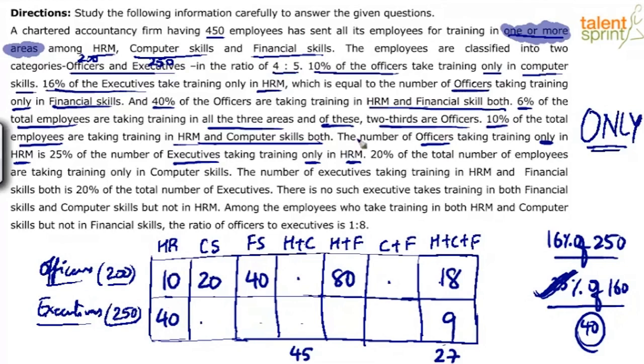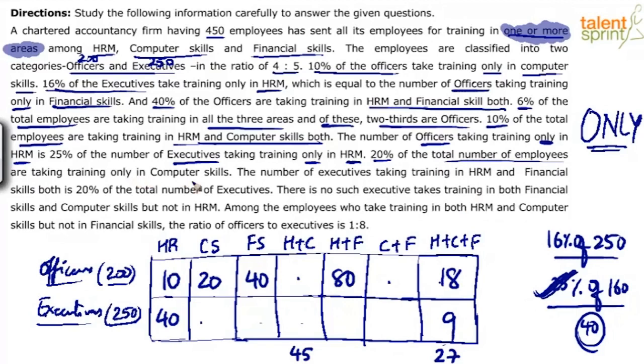You getting it? The number of officers taking training only in HRM is 25% of the number of executives who are taking training in HRM. Next, 20% of the total number of employees. 20% of total number of employees is how much? 90. Total employees is 450, right? 20% of 450 is 90.